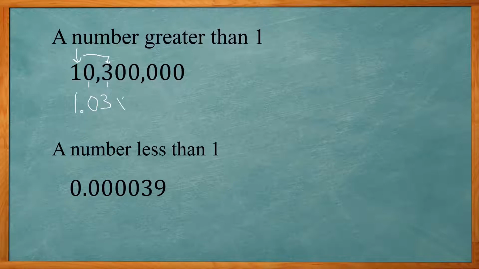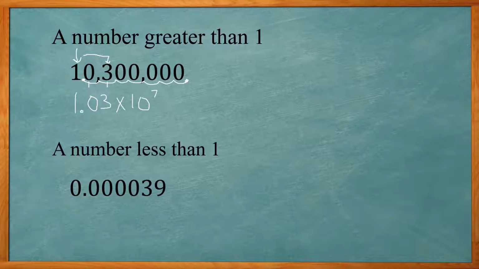Then I'm going to write times 10. Now 10 is going to have an exponent. That's going to be the number of times I move the decimal point. So right now the decimal point is at the end here. And we currently moved it right behind the 1, so I got to count how many times it moved. 1, 2, 3, 4, 5, 6, 7. So it moves 7 times to get to the right side of the 1. So my exponent is going to be 7. So 10,300,000 in scientific notation is 1.03 times 10 to the 7th power.